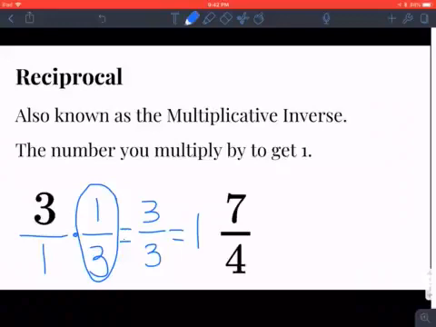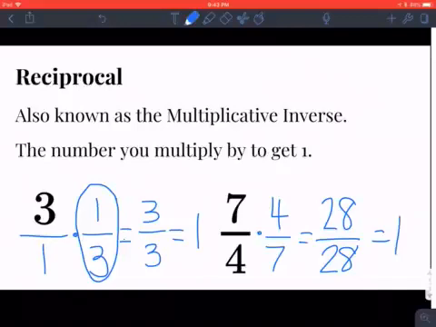We're going to do the same thing with 7/4. We are going to flip it. So we're going to make this 4/7, so that when we multiply, we get 28 28ths, which is really 1. So our multiplicative inverse is 4/7.